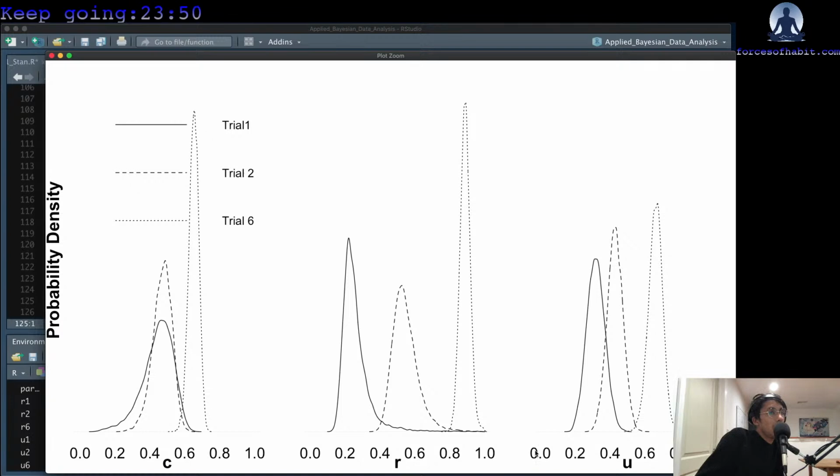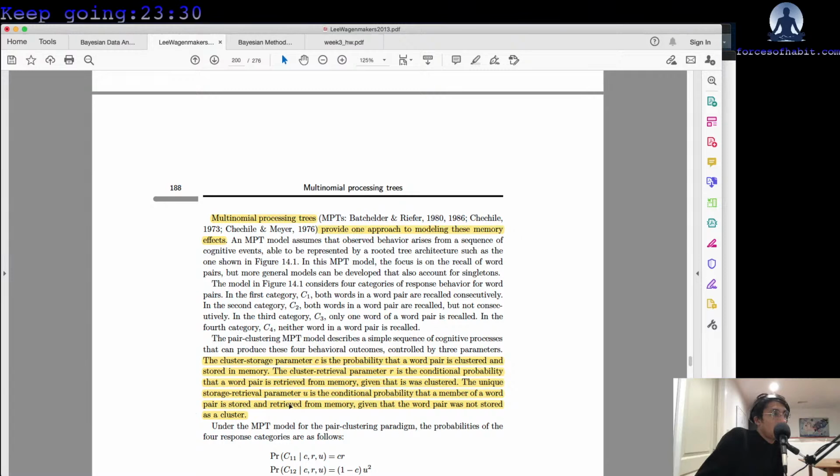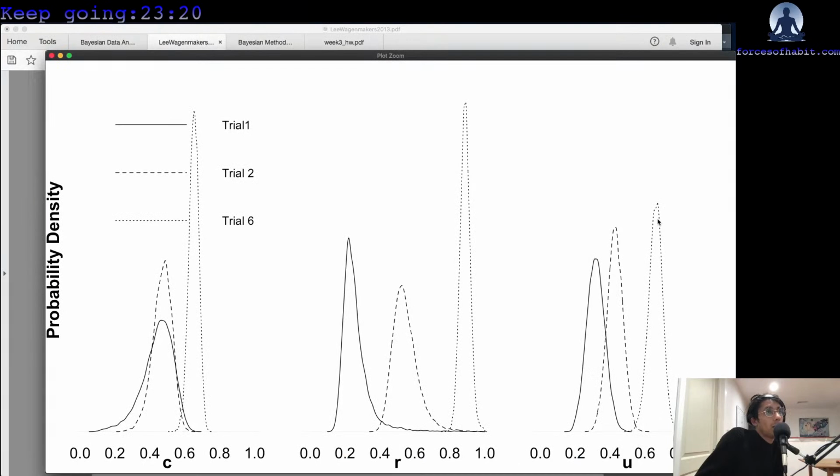Additionally, we are seeing a general increase across all of our parameters as we move forward in the trials. In the last one, the unique parameter, which I believe is a conditional unique storage retrieval parameter, is the conditional probability that a member of a word pair is stored and retrieved from memory, given that the word pair is not stored in a cluster. So we're also retrieving unique word pairs that aren't clustered, and that increases as well. Increase across all three parameters. That's cool.